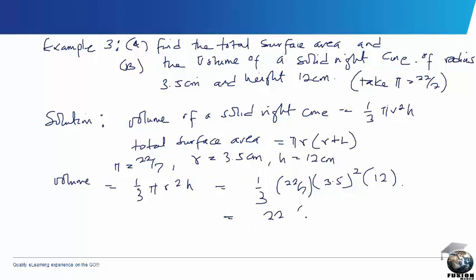Okay, if you carry out such a computation, you have 22 times 12.25, which is 3.5 squared, and then times 12, all over 3 times 7. On the next slide, if you divide out carefully, you will have your outcome as 154 centimeter cube. I don't intend to waste your time. It is in cube because we are talking of volume.